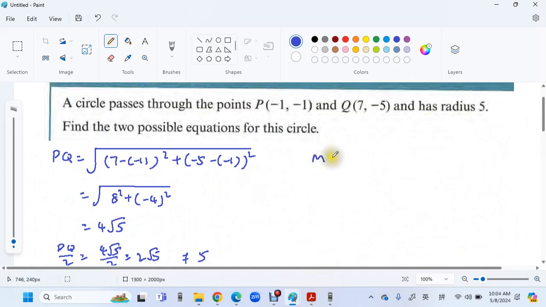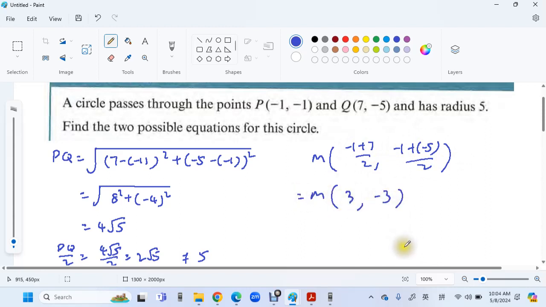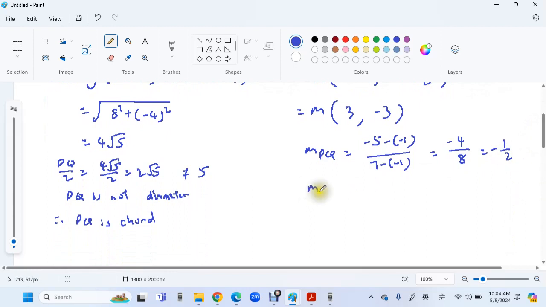So the midpoint of PQ is (-1 + 7)/2 and (-1 + -5)/2. So the midpoint is (3, -3). And then the gradient of PQ is (-5 - (-1))/(7 - (-1)), which is -4/8, that is -1/2.